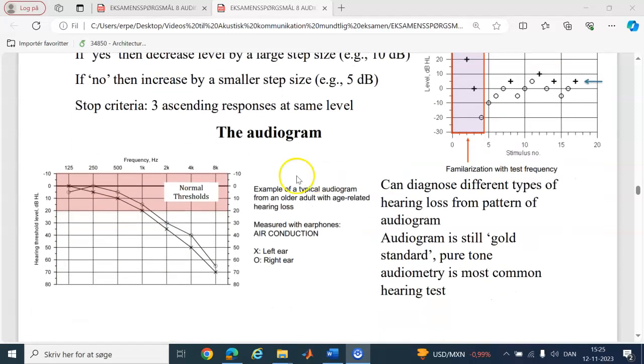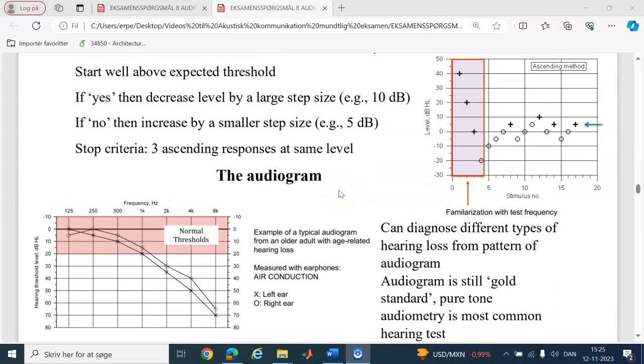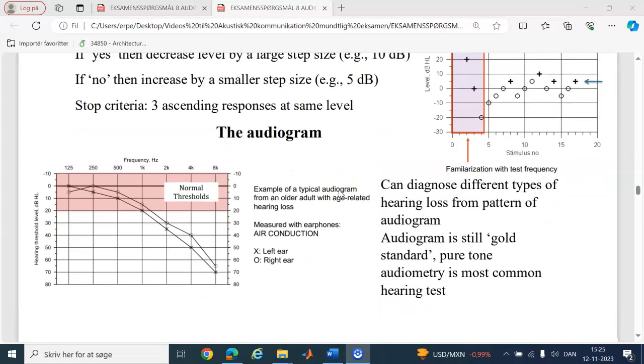The audiogram. In the audiogram, we have some normal thresholds. Example of a typical audiogram from an older adult with age-related hearing loss, so about when you are 80 years old. Left ear and right ear: left ear is a cross and right ear is a circle. So there's a hearing loss of about 70 decibel at 8 kilohertz.